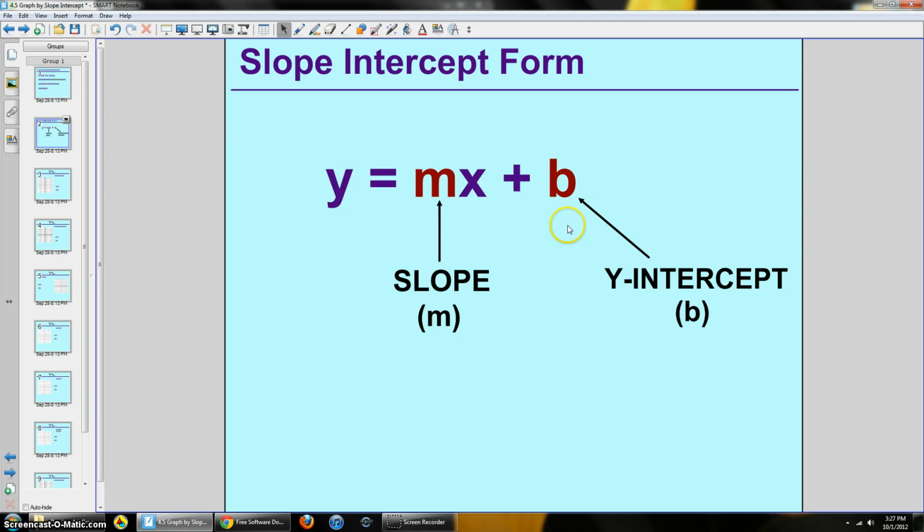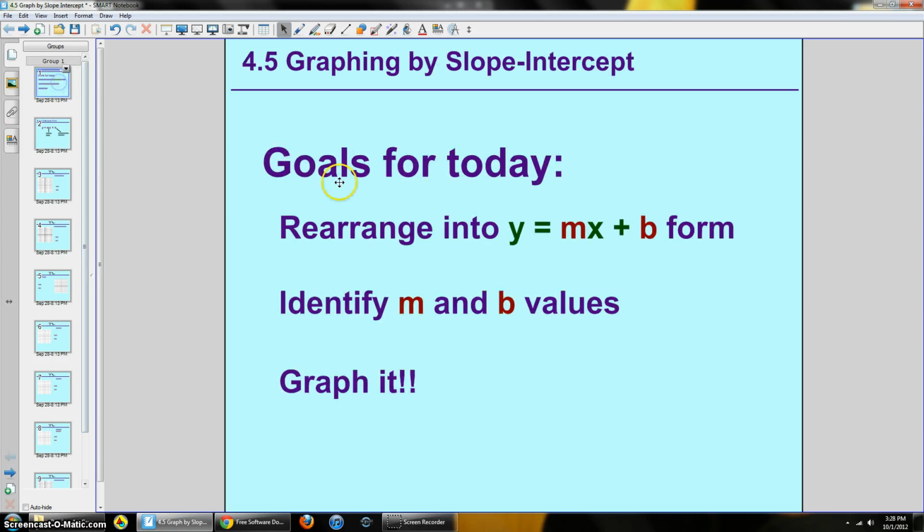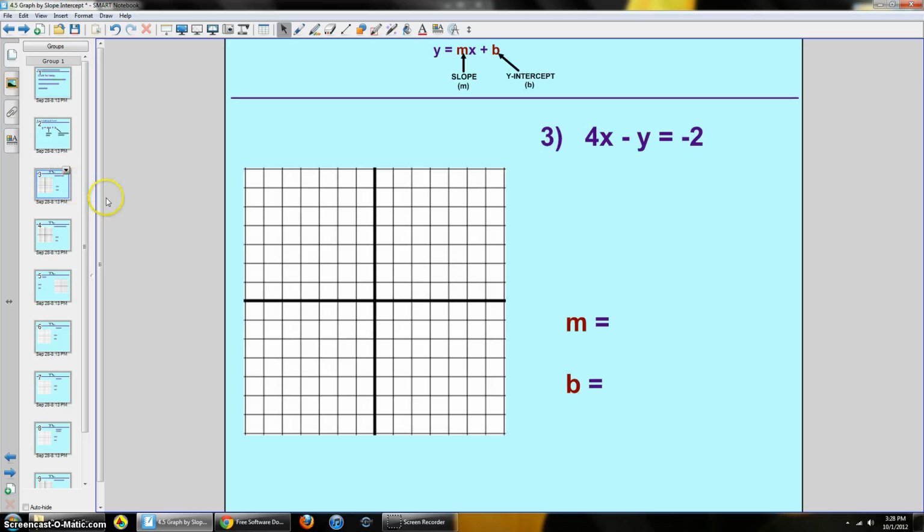So what we're going to do is solve the equation for y. We're going to identify m and b values, and yes, you do have to write that on the worksheet, and then we're going to use only this information to graph it. So here is number 3 on your worksheet. The first thing you'll notice is that our function is not in function form. We want it to be in slope-intercept form right up there.